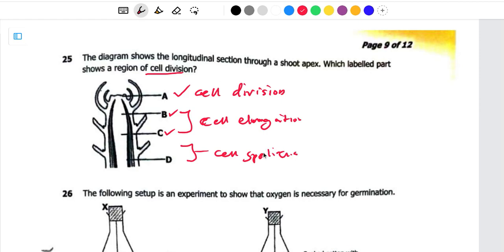Now there are some things that you need also to know. Let's say for example, if this one was the root, you just have to flip these, meaning to say cell division is going to be at the bottom, followed by cell elongation, and cell differentiation is going to be on top. Since the root is going to look something like this, then you're going to have these as the root hair cells. So that is one thing that you need to know. So the answer is just going to be A.